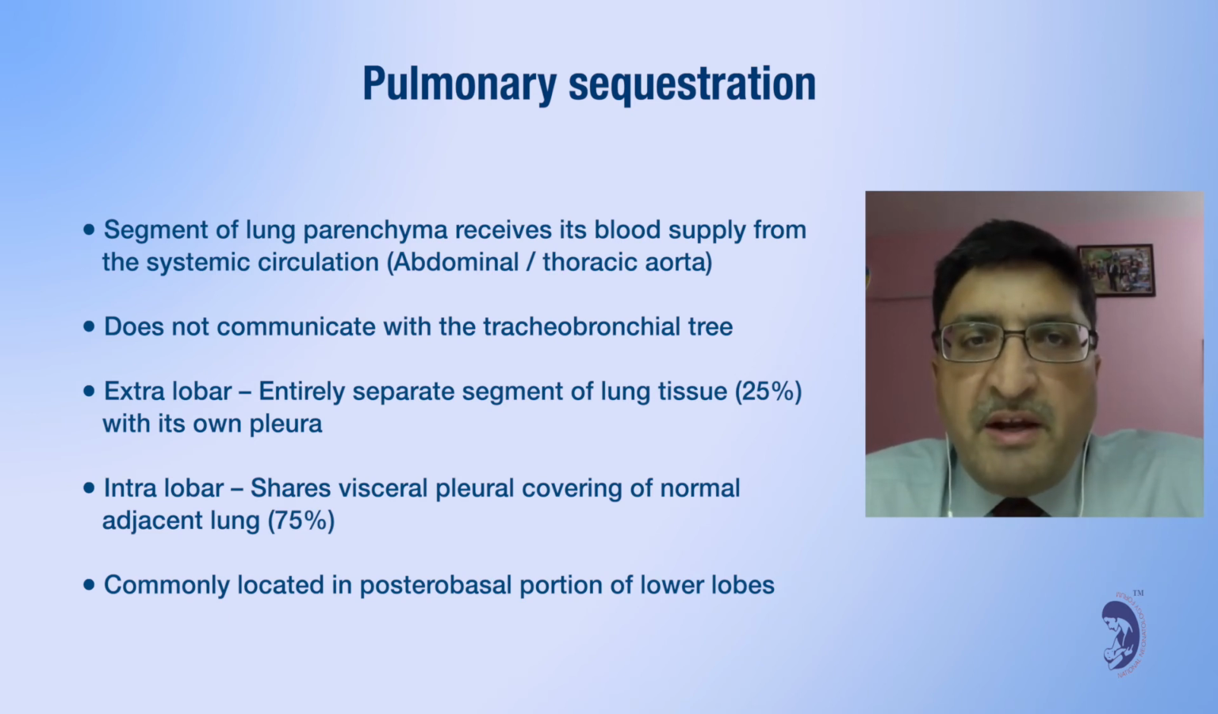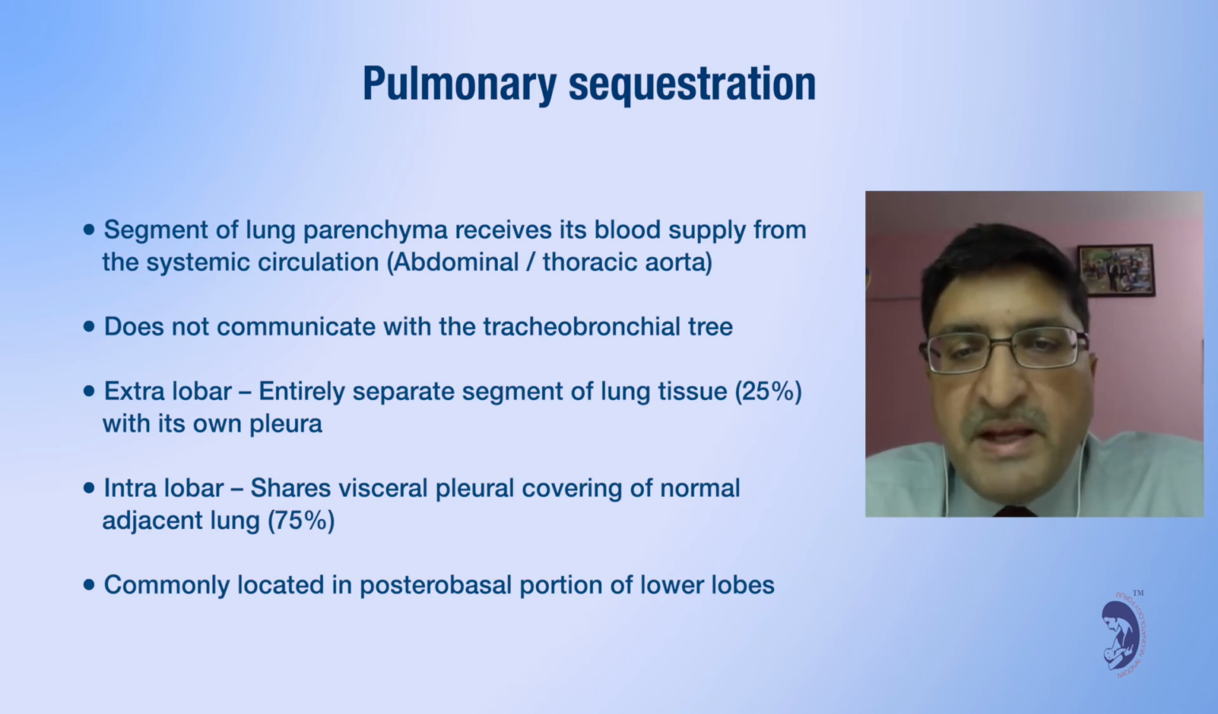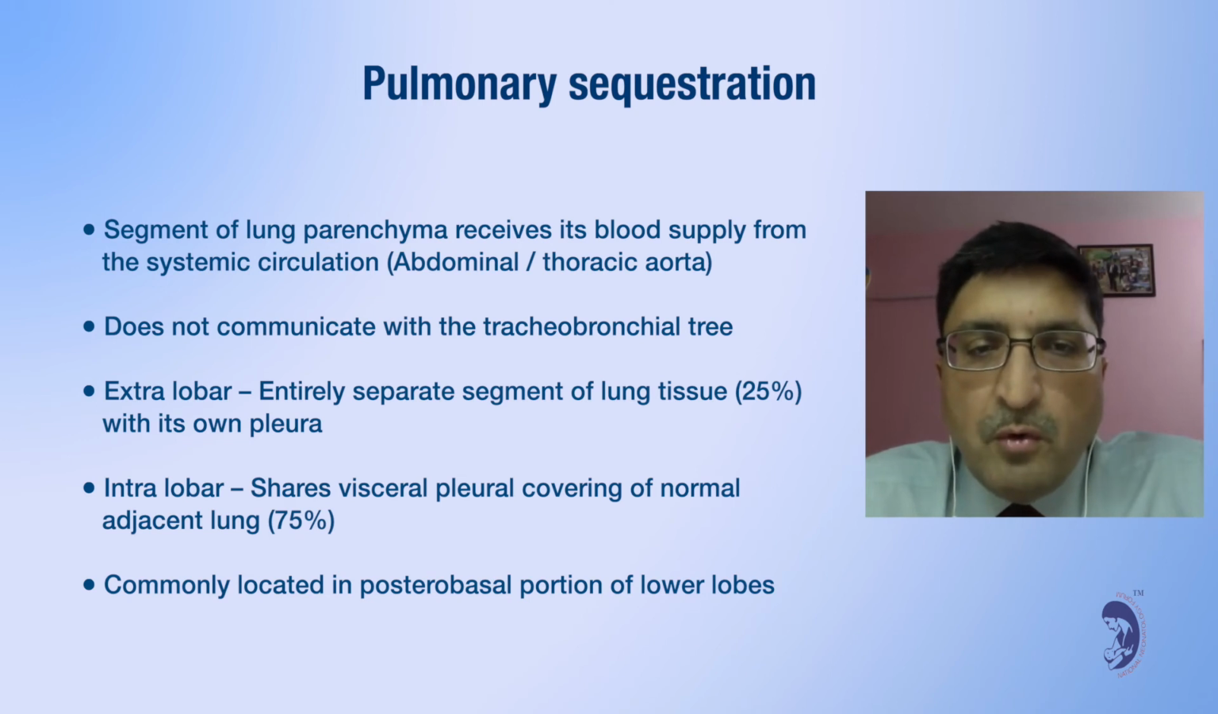The extralobar variety is where the entire segment is separate from the native lung tissue, and it is also covered by its own pleura. It is seen in 25% of cases of pulmonary sequestration. The intralobar component, which is seen in almost 75%, is where the segment shares the visceral pleural covering of the normal adjacent lung. Pulmonary sequestrations are commonly located in the posterobasal portion of the lower lobes.